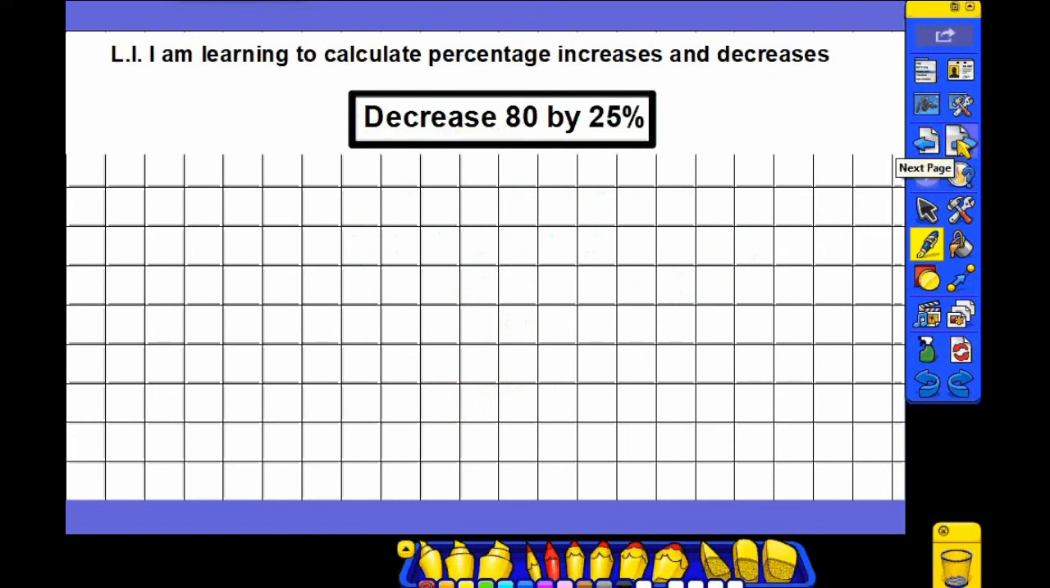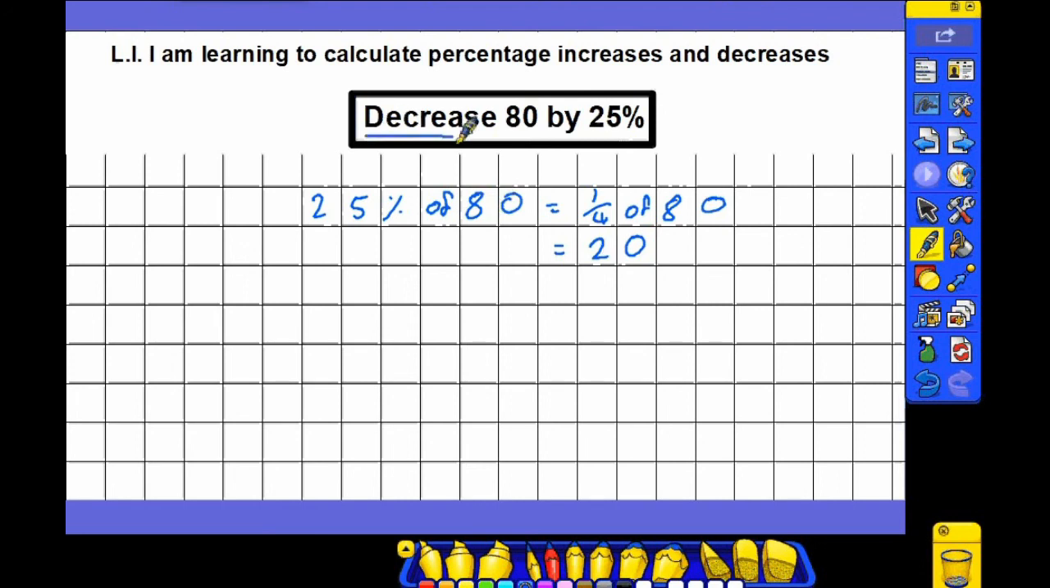One final example here, and this one is decreasing 80 by 25%. Now 25% we should recognize as one of those percentages that we can just treat as a fraction. So I'm not going to solve this using the 10% gateway method. Instead, I'm going to solve it using the fractions method. So I'm going to start off working out what is 25% of 80. Well, that is really just a quarter of 80. Now 80 divided by 4, well that's just 20. So 25% of 80 is 20.